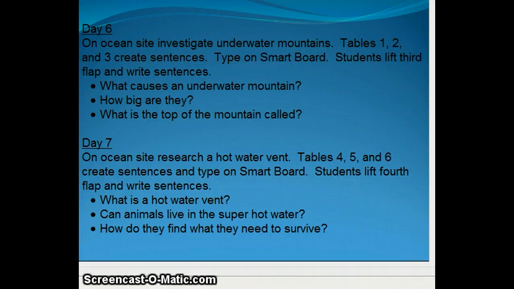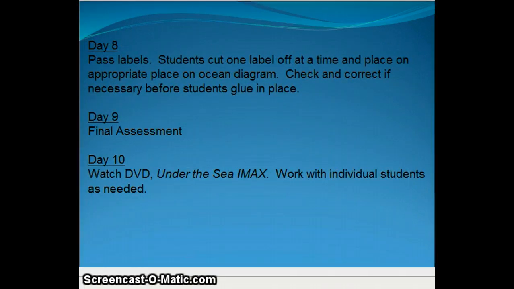Day 7 will be our last day to research, and we will research hot water vents. Questions that students will answer are: what is a hot water vent? Can animals live in the super hot water? And how do they find the food they need to survive? On day 8, the students will receive labels that they'll cut off one at a time and place in the appropriate place on their ocean diagram. The teacher will check each of the students' placement of these labels, correct if necessary, and then give the go-ahead for students to glue in place.